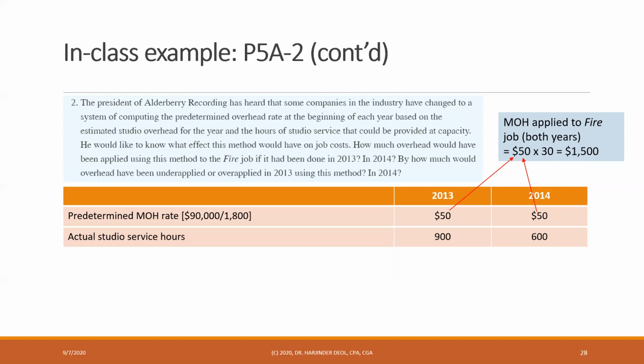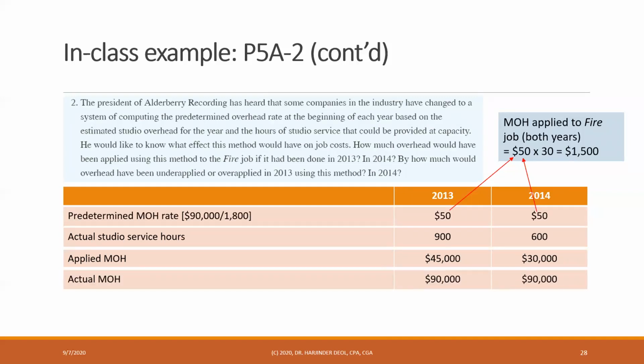The actual studio hours were 900 and 600 respectively. So the applied manufacturing overhead will actually have worked out to $45,000 for 2013, $50 an hour times 900. And in 2014, it will have been $50 an hour times 600 hours, $30,000. The actual manufacturing overhead was $90,000 in both years. So that will have meant under-applied manufacturing overhead to the tune of $45,000 in year 2013 and $60,000 in the year 2014.